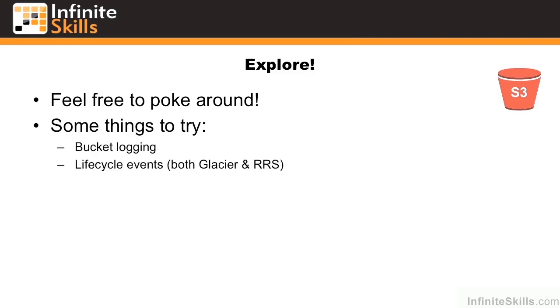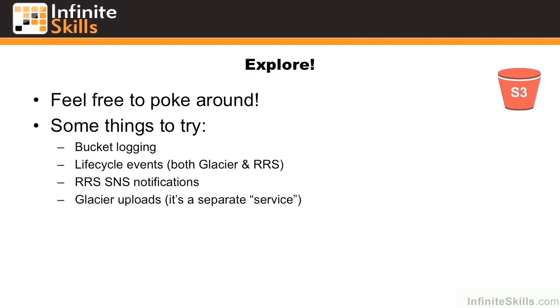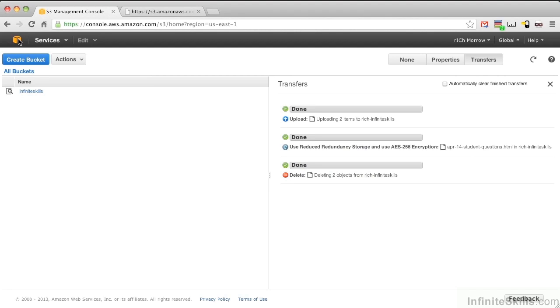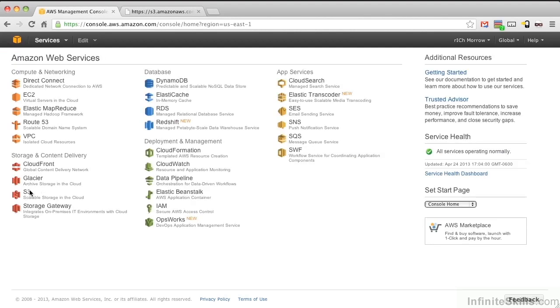Try bucket logging. Try lifecycle events for both Glacier and RRS. Try RRS simple notifications. Try to set Glacier uploads. The one thing about Glacier, it is actually a separate service, and let's look at that for a second. If we go back to our web GUI and we click on the little orange cube, we see that Glacier here, although it's actually stored inside of S3, is a separate service entirely. If you want to upload things to Glacier, you actually have to go through Glacier.